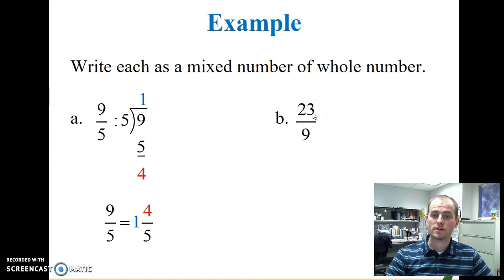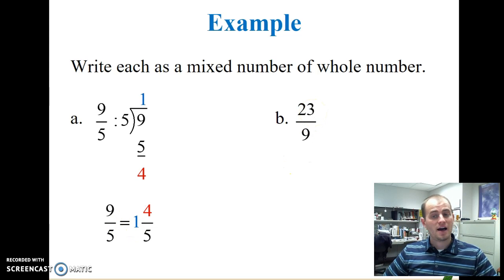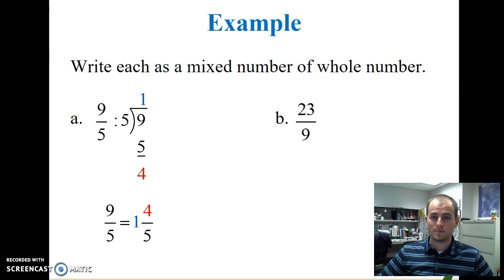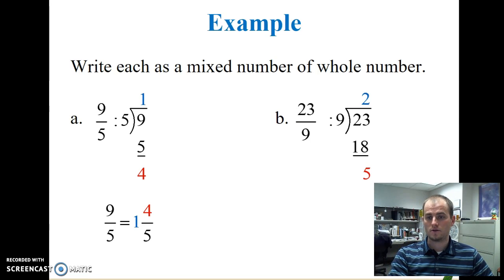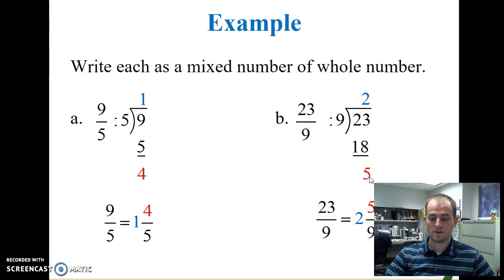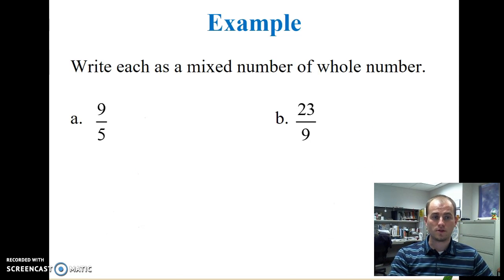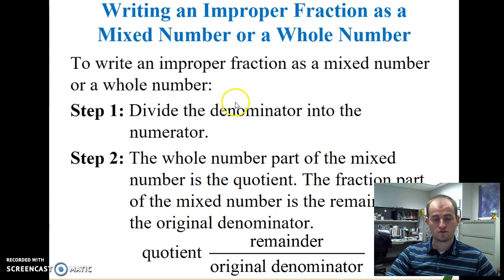The second one says 23/9. So you ask yourself, how many times does 9 go into 23? Well, 9 times 2 is 18. So the whole number would be 2. 9 times 2 is only 18, which means we're 5 short of 23. Okay, which means our remainder is 5. So 9 goes into 23 twice, with 5/9 left over. So 2 5/9. Okay, and that's what these instructions here say. This is right out of your textbook.